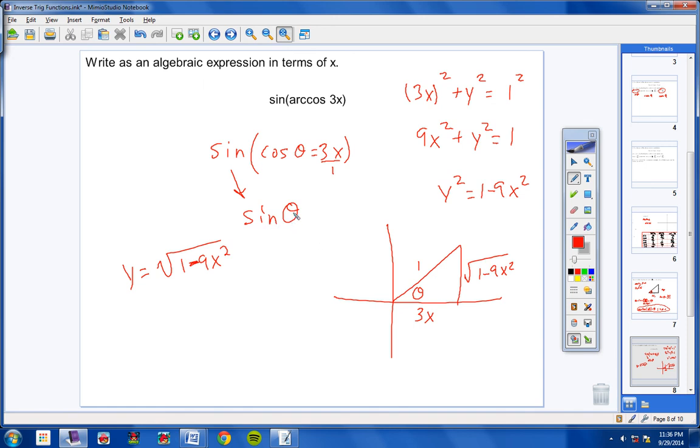And the sine of theta would be opposite over hypotenuse. So square root of 1 minus 9x squared over 1, which is really just the square root of 1 minus 9x squared. There we go. There's your answer. Look what you did. You took this and you wrote it as an algebra expression in terms of x. You did it. Now the only thing is, there's a couple of numbers here that x cannot be.